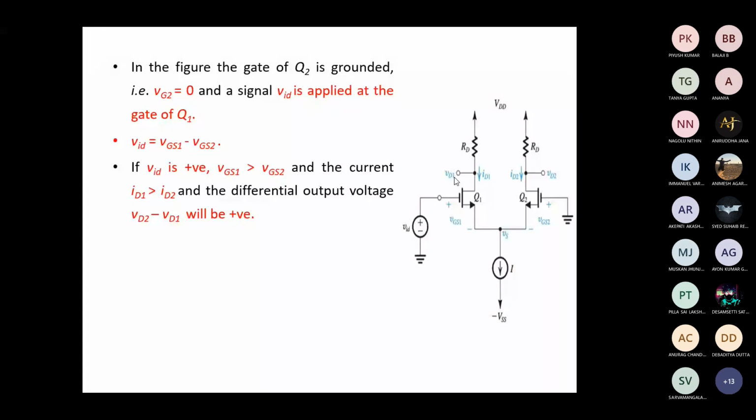VD1 will be VDD minus ID1 into RD. This supply minus the drop across this resistance will give the value of VD1. Calculate VD1 and VD2. You take ID in milliamps, 7 milliamps and 3 milliamps.